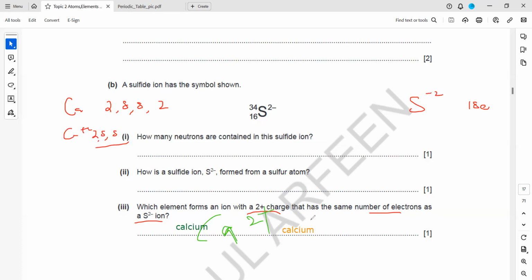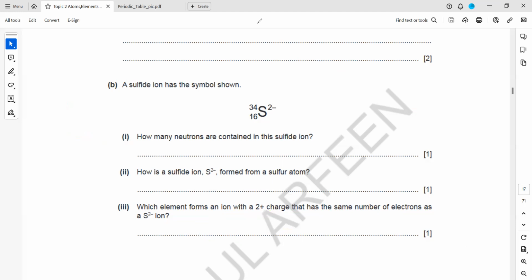So the calcium ion will have a charge of plus 2, and it will have the same number of electrons as the sulfide ion. And when two ions have the same number of electrons, we call them isoelectronic. Iso means same, and electronic here refers to the number of electrons. Isotopes means they have the same number of protons but different neutrons, whereas isoelectronic means they have the same number of electrons.